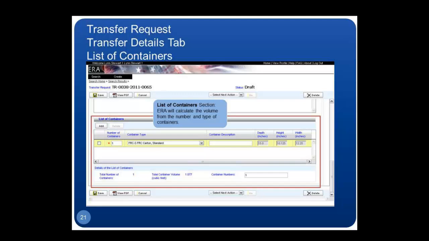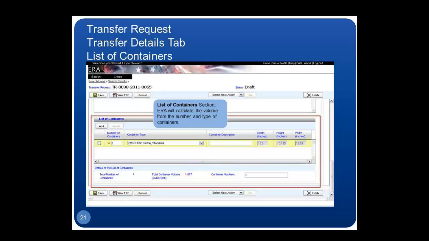So there are a variety of possibilities, even though the vast majority of this stuff is going to be in standard FRC cartons. Do not worry about this container description. If you are doing a direct offer at some point and you have a non-standard container, you may need to indicate that this is an other container type, and in that case, you would need to describe the container and give the specific dimensions of the container.